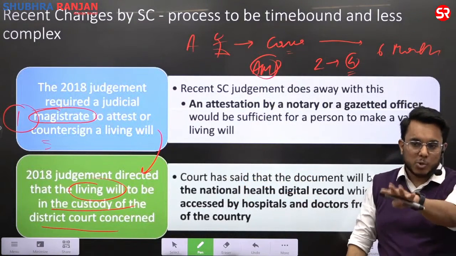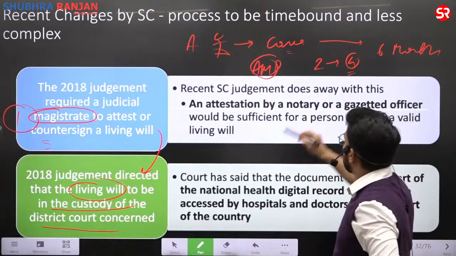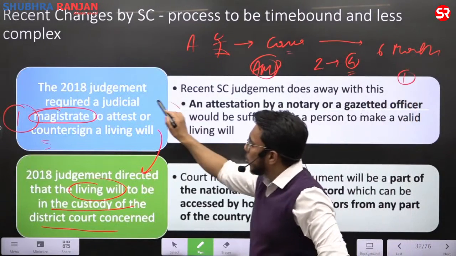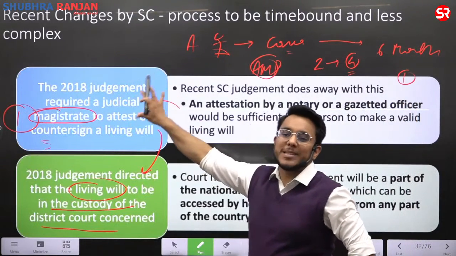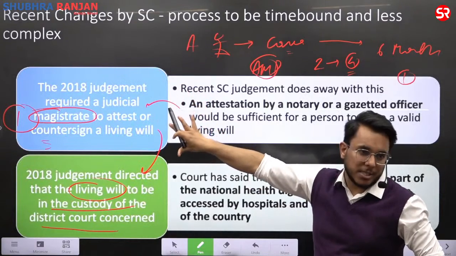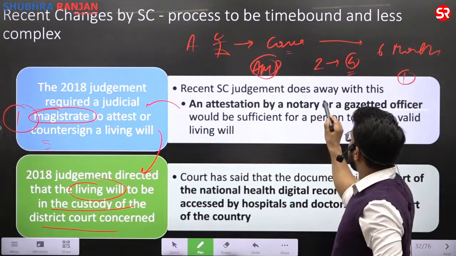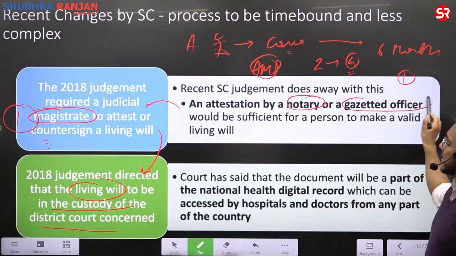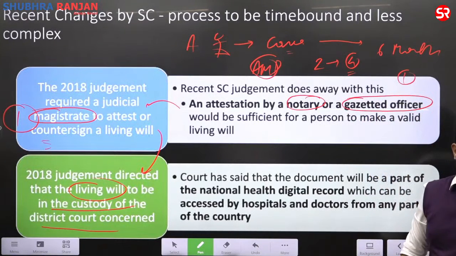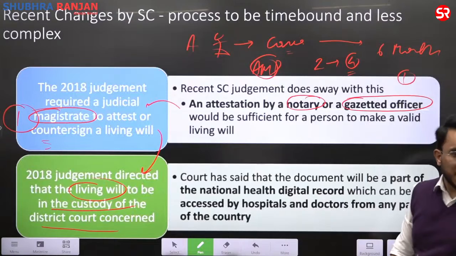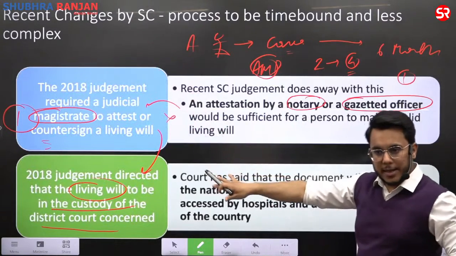Now number one, the Supreme Court recently has provided that first of all, this living will need not be signed by the judicial magistrate. It could be attested by a notary or it can be attested by a gazetted officer. Samajh mein aa gaya ya nahi aa gaya? So this threshold has been reduced.